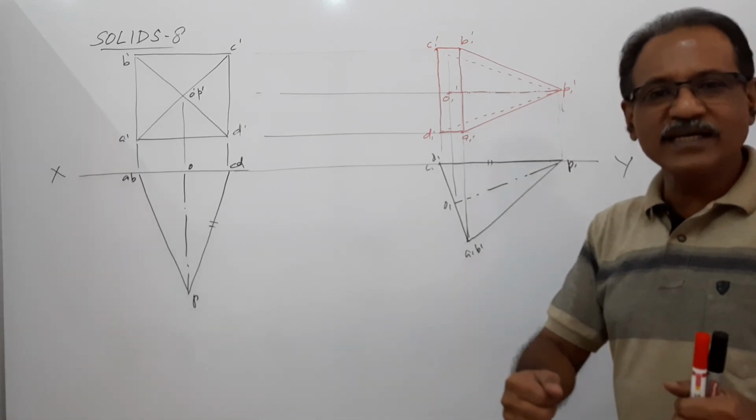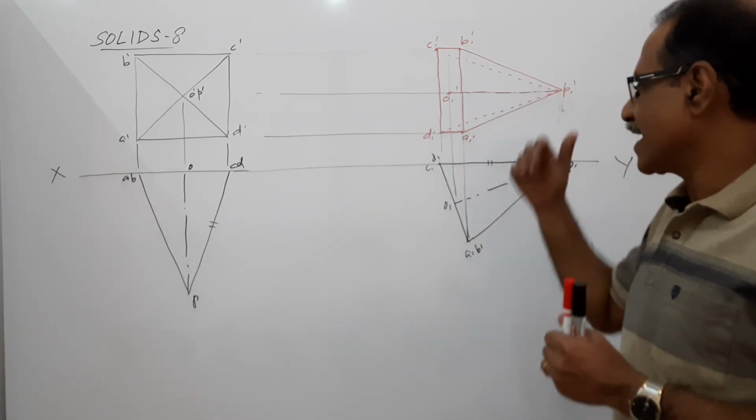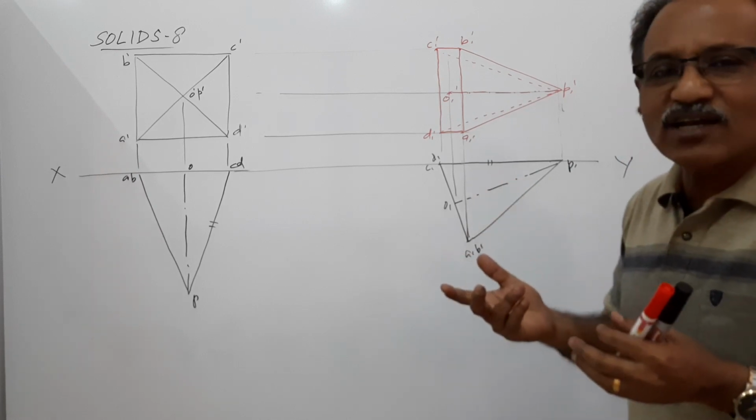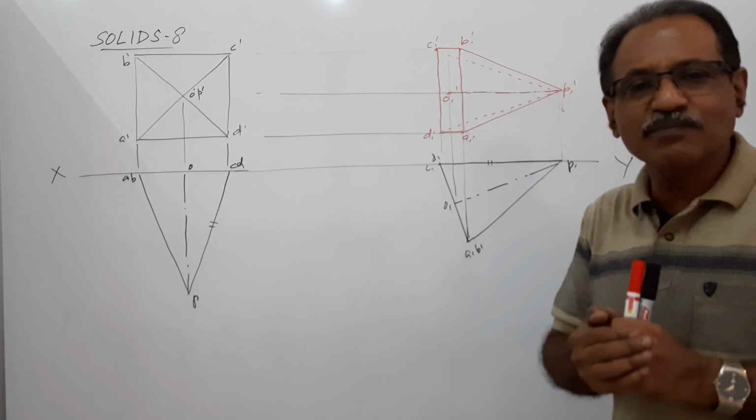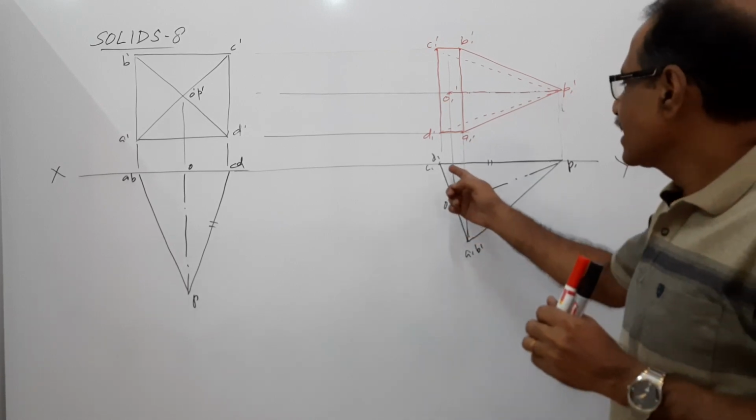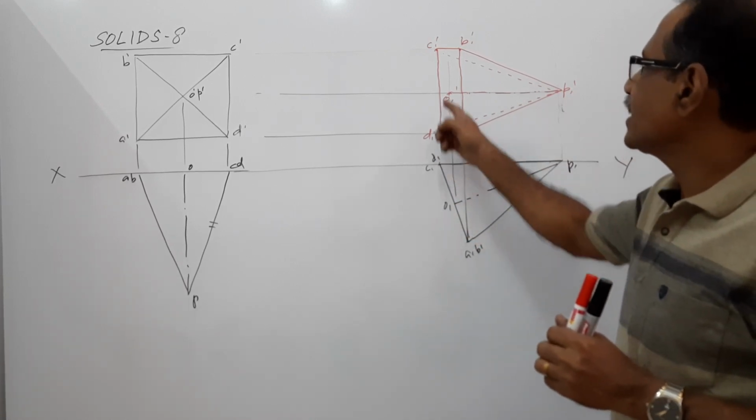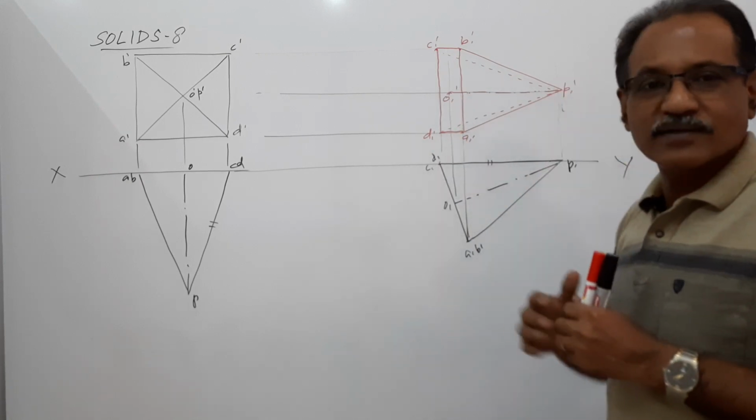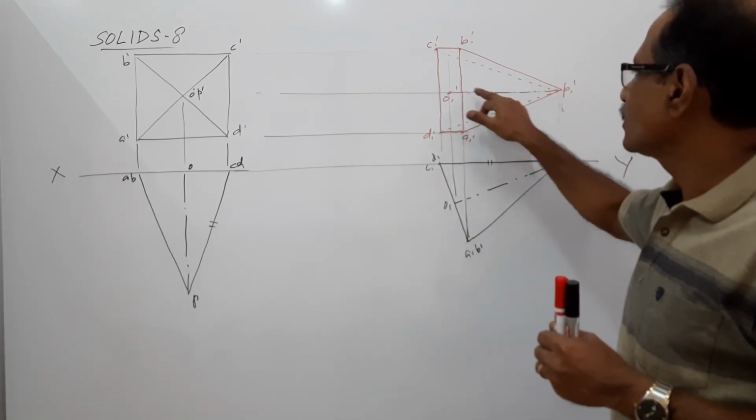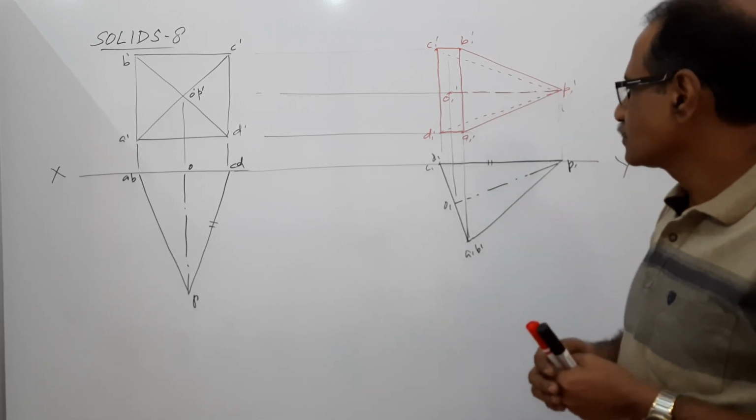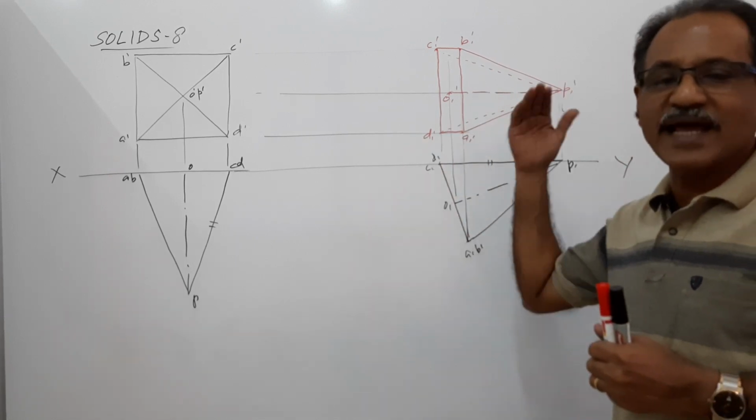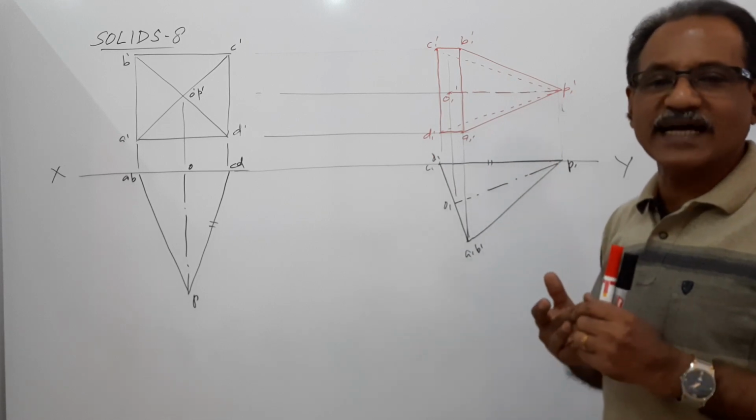The pyramid is lying on VP on a triangular face. Which is the triangular face on which the pyramid is lying on VP? CDP. The triangular face CDP is on VP. Agreed? So the square pyramid is lying on VP on a triangular face with axis parallel to HP.